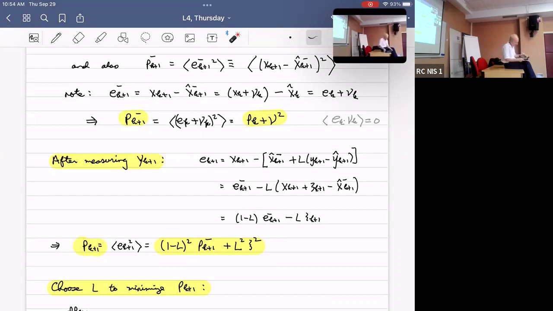Okay, so again, here we have EK plus one minus, and then we also have it here. So it's one minus L times this, and then we still have L times the noise here. So it's entering in both cases. So is that part clear? Again, the conceptual part is more important than the algebraic manipulation.